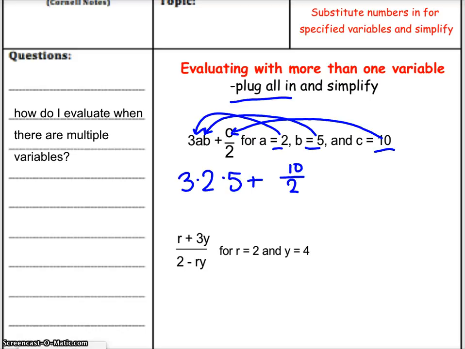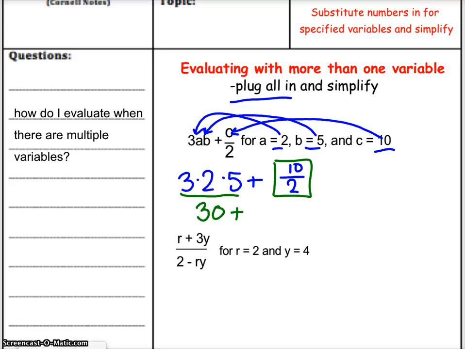All right. Now I got 2 things I got to deal with because I have multiplication and I have my division. So I'm going to do both of them. 3 times 2 is 6, times 5 is 30.